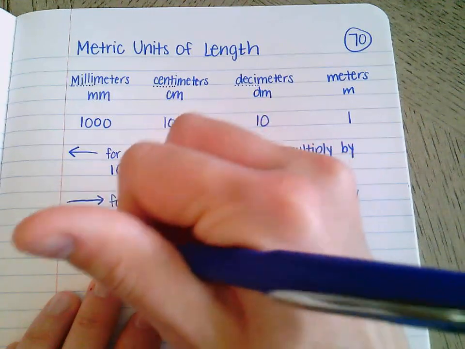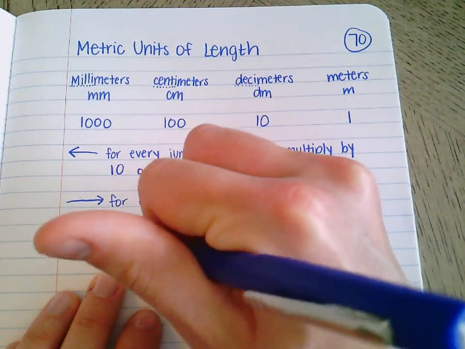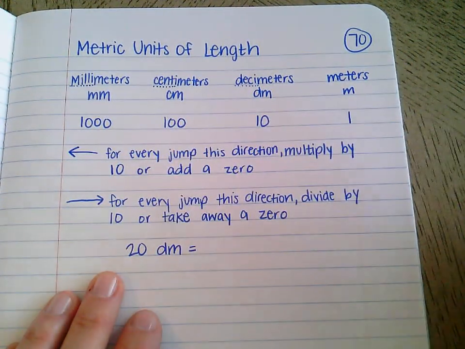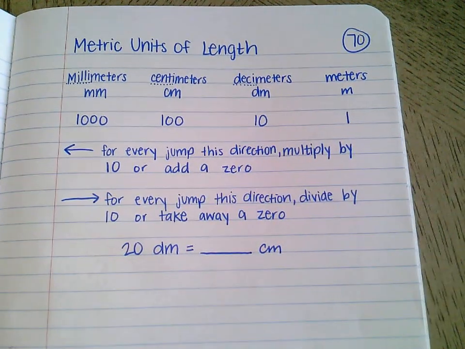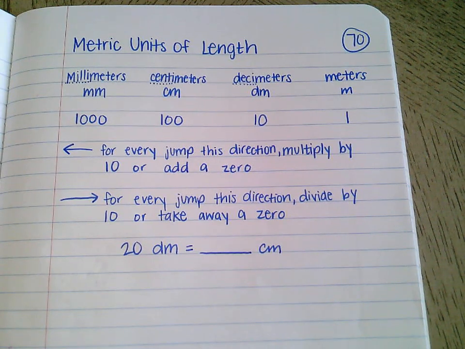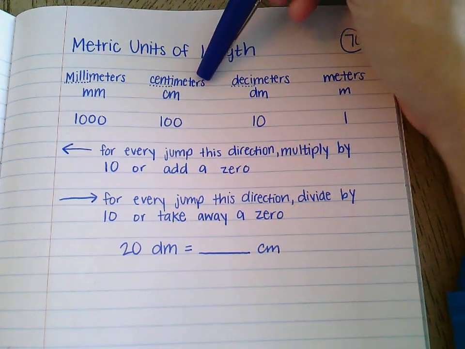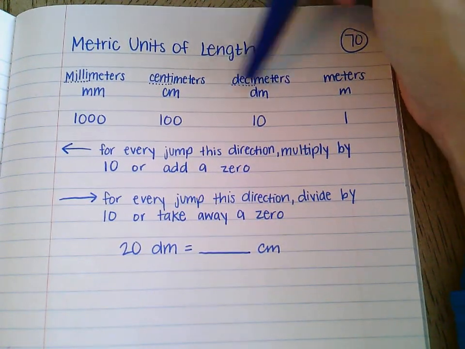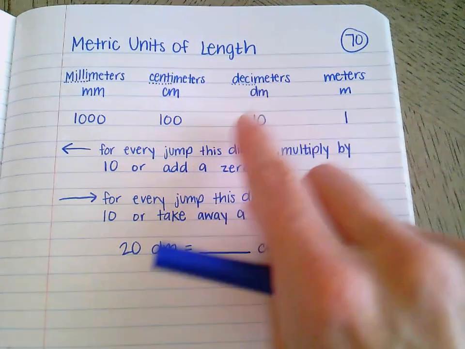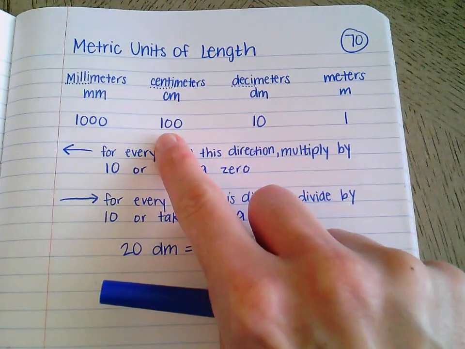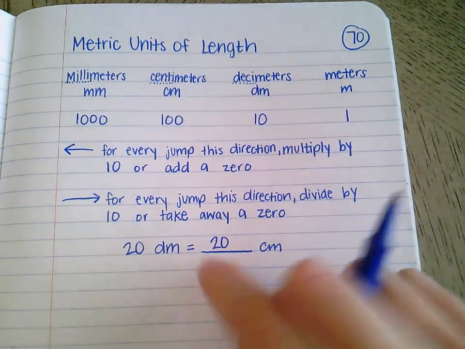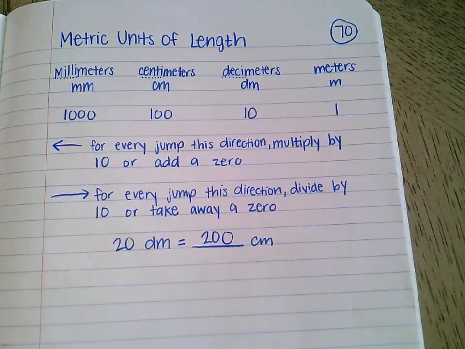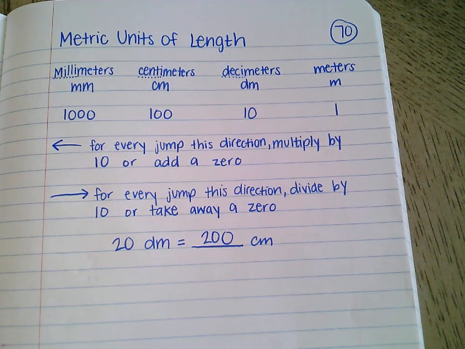I'm going to write example 1. I'm going to write 20 decimeters equals blank centimeters. Okay, so let's first figure out which direction I'm going in. I'm going from decimeters to centimeters. So if I'm going decimeters to centimeters, I add a 0. So every time I move that way, I add a 0. So I'm actually going to do 20 and then add a 0. So I have 200 centimeters.